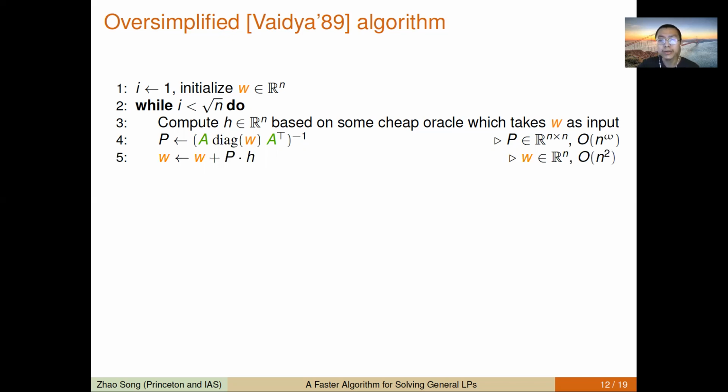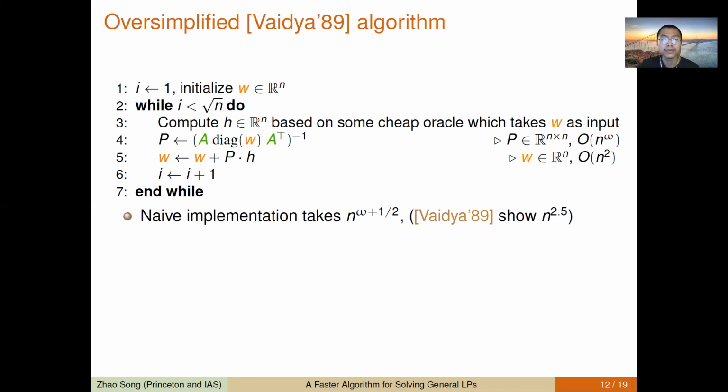In line 5, we need to update the weight vector w based on w plus P times h. Then we increase the counter i, and we finish the while loop. The naive implementation of this algorithm will take n to the omega plus 1/2. However, Vaidya showed you can actually do better. By doing some trick, you can get n to the 2.5. This algorithm has root n iterations.